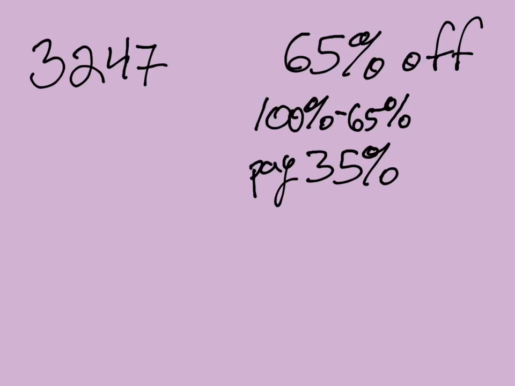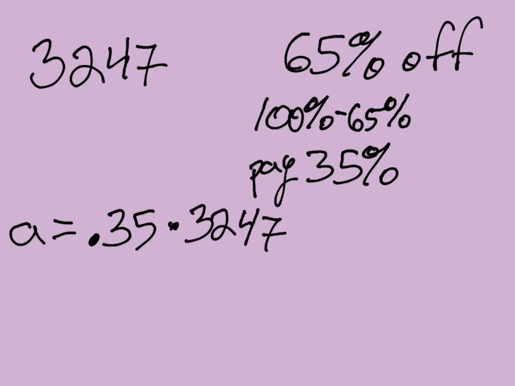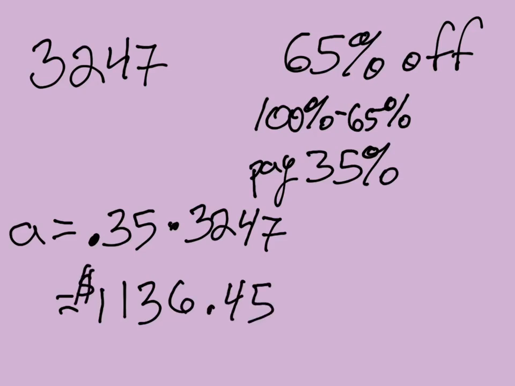something that you need. So we know that A equals 0.35, because the part you're paying is 35%, times 3247. And so on our calculators, we do 35% times 3247, and that's equal to $1,136.45. In this case, it came out exactly to the penny, so we didn't have any rounding to do.